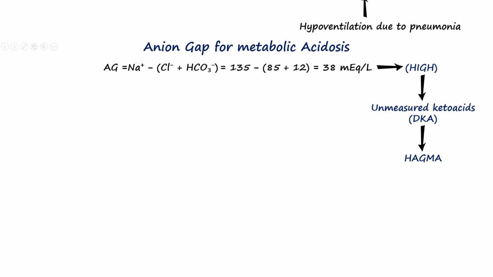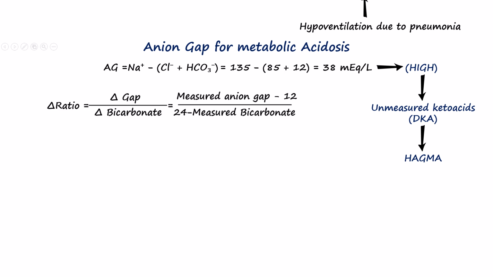Detecting HAGMA means we need to proceed further with delta ratio to check if there is any additional metabolic disturbance. Delta ratio is calculated as measured anion gap minus normal anion gap divided by normal bicarb minus measured bicarb. It basically compares the change in anion gap to the change in bicarbonate, because in pure HAGMA, the increase in anion gap is expected to correlate with the proportional decrease in bicarbonate. We get a delta ratio of 2.2 in our case.